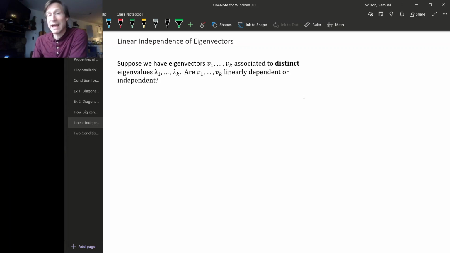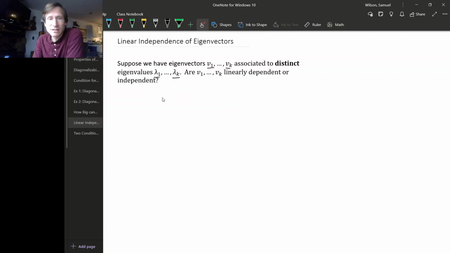Let's think about whether eigenvectors are linearly dependent or independent. Eigenvectors coming from a single eigenspace could be linearly dependent, depending on how many of them there are. But suppose we have eigenvectors v1 through vk coming from distinct eigenspaces. So the eigenvalues associated with those eigenvectors, lambda 1 through lambda k, are distinct eigenvalues. So these are all different eigenvalues. Are these vectors linearly dependent or independent?